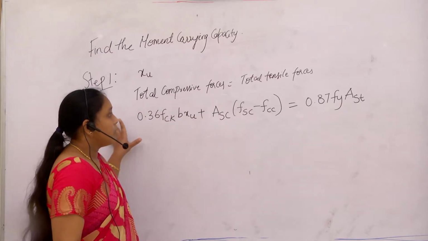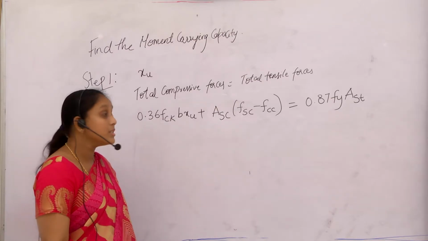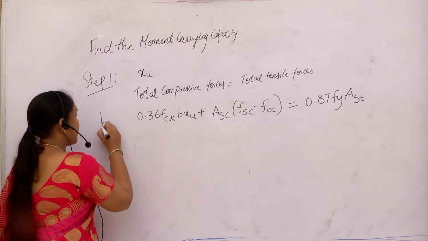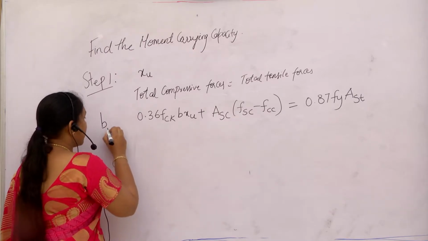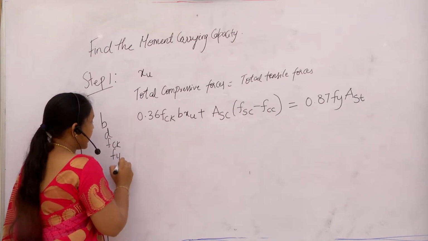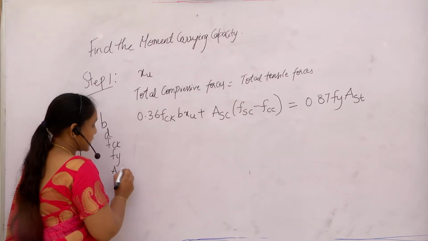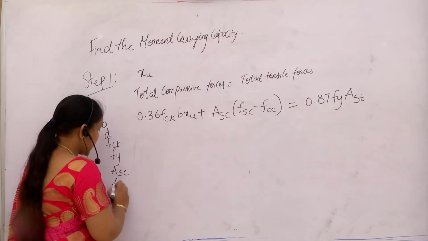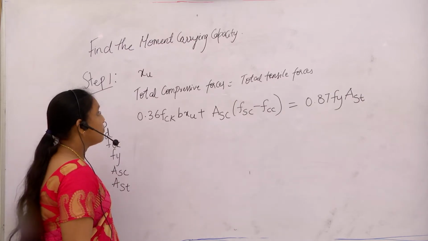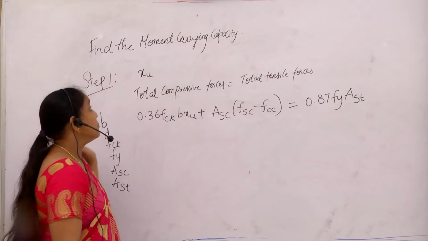In the previous classes we have already discussed, analysis in the sense is what? For a given section, all the data will be given. Like what data will be given? The breadth of the beam, the effective depth of the beam, the grade of the concrete, the grade of the steel, the area of steel reinforcement in compression, that is the compression steel, as well as the area of the tensile steel will be given. Okay. So if all these things are given, you have to calculate the moment carrying capacity.